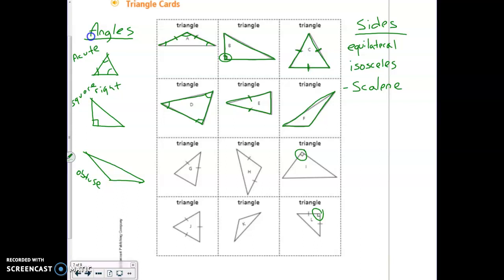All right, guys, thank you for your time. And again, hopefully this is an easier lesson for you today. This should be the second lesson on triangles, and hopefully after this, we will be experts at naming triangles. Please answer the questions that follow this video.